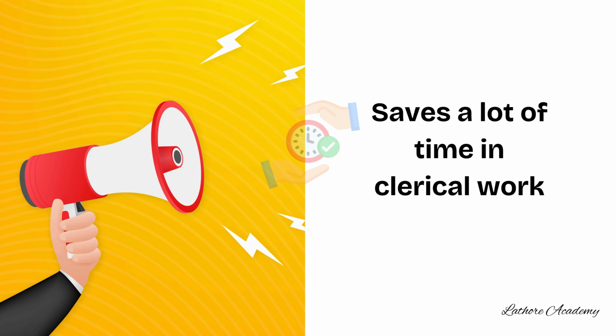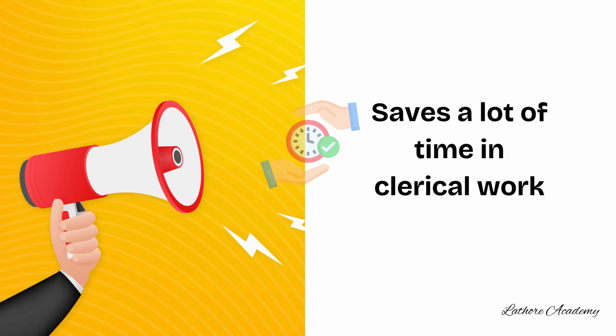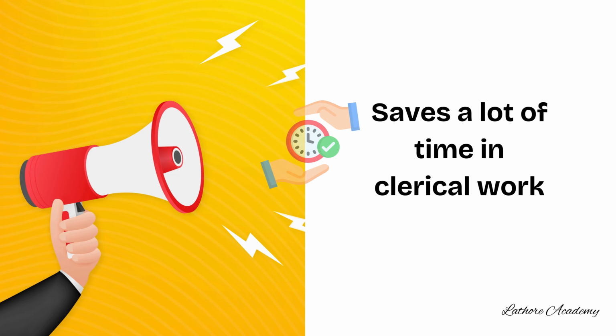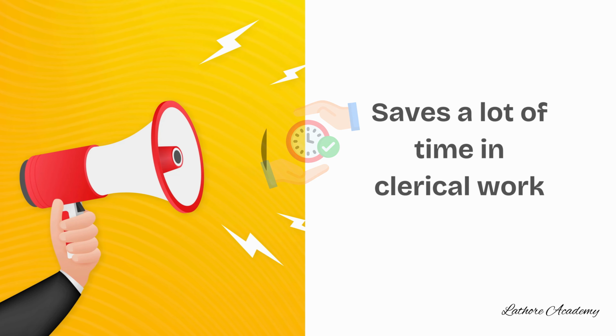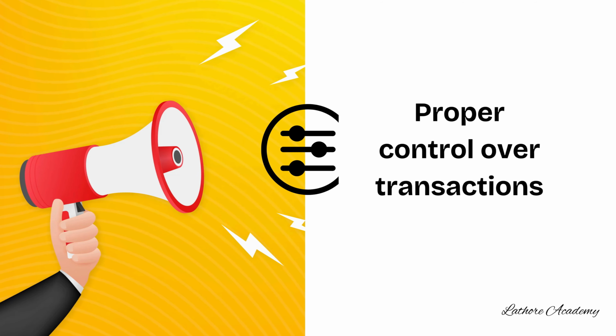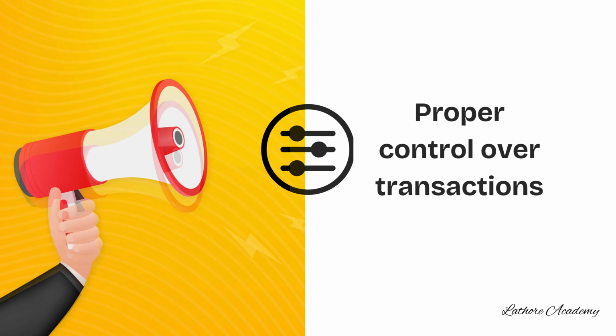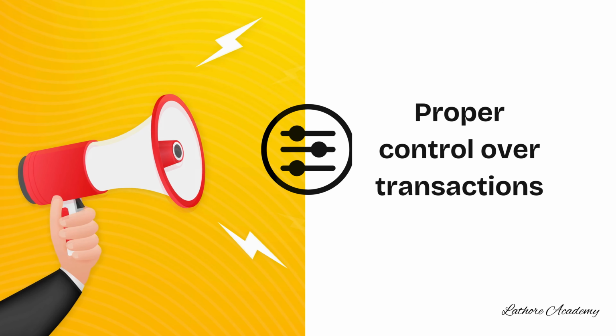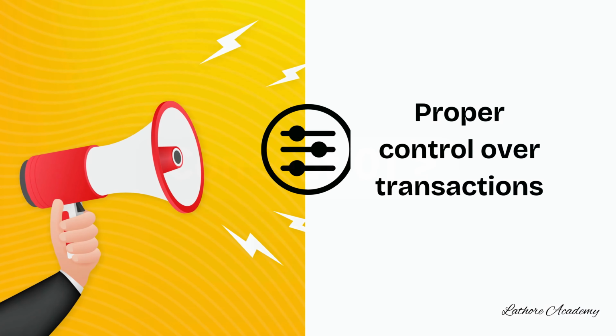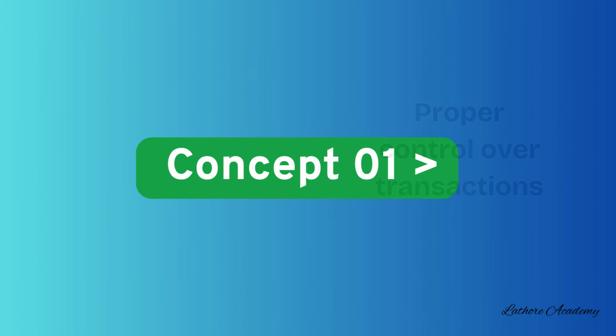It also saves a lot of time because the use of a number of books helps the work get completed quickly. And it also provides proper control, because when the trial balance does not agree, identifying the errors is facilitated by the existence of separate books. So let us discuss concept number 1 of Lator Academy study material, wherein we have to prepare the purchase book based on the following information.